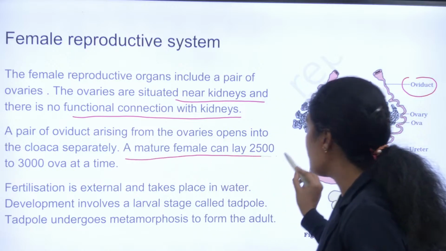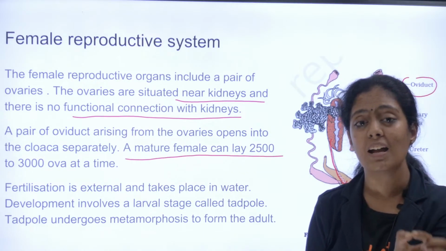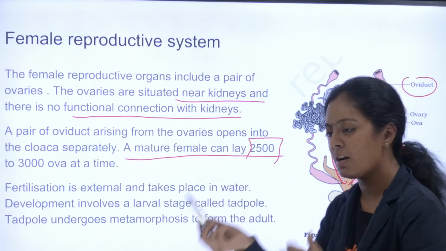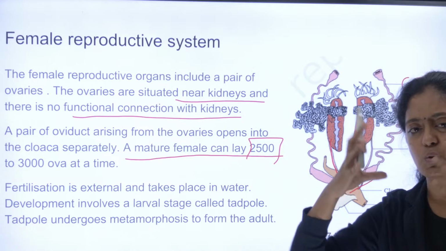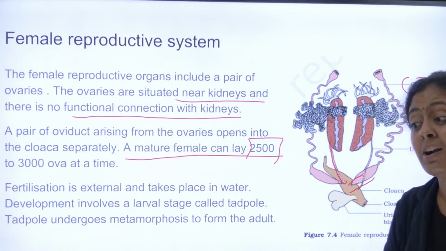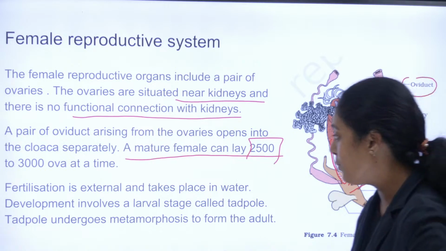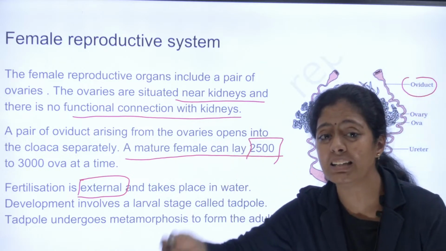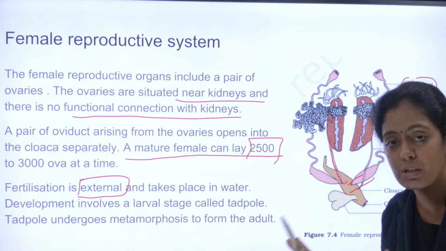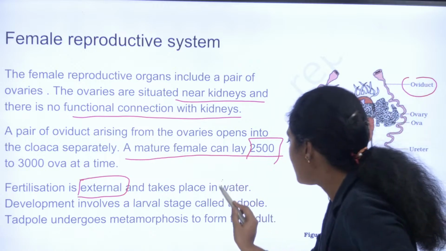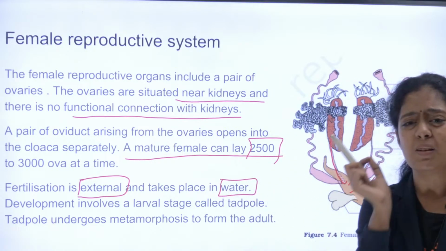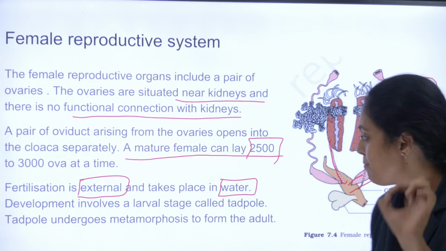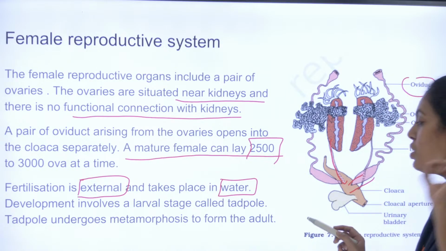A mature female can lay 2500 to 3000 eggs at a time. Yen ivanga ivlo eggs produce pandranga? Can you guys think why do they produce so many eggs? Fertilization is external, romba mukkiyam. So external fertilization, and fertilization happens outside the body of the female. Adha nama external fertilization nu solrom, and fertilization takes place in water. Water is a very important medium for fertilization. Romba mukkiyam. Development involves a larval stage called tadpole.